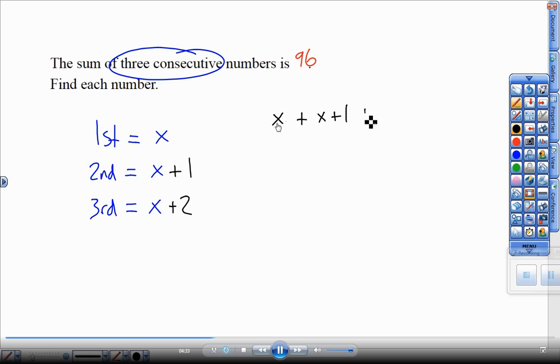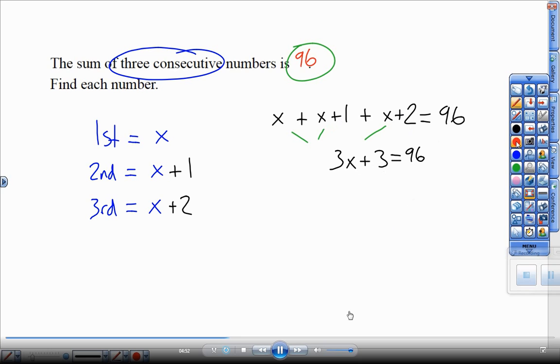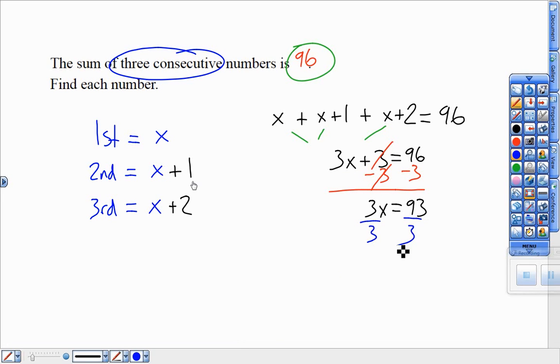This x to represent the first number. This is the second. This is the third number in a row, equal to 96. And then back to the problems we've been doing. You combine your x's and your two plain numbers. So all those x's combine to give me 3x. That 1 and 2 combine to give me 3. 96 stays 96. Solve that two-step equation by subtracting 3. Bring down the 3x, the equal, and this is 93. Divide by 3, and you get x equals 31.